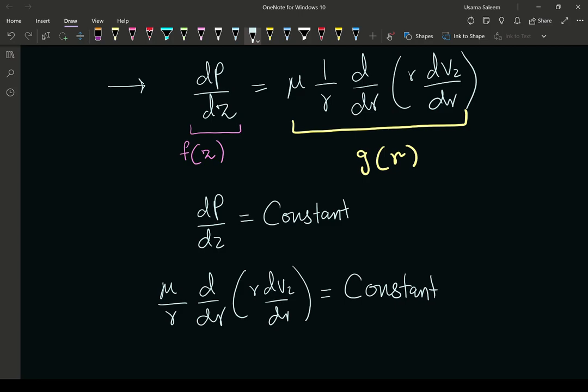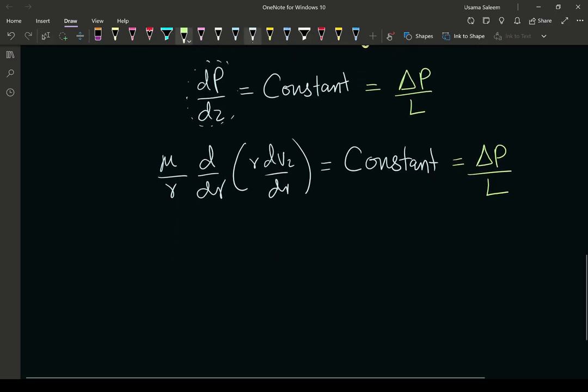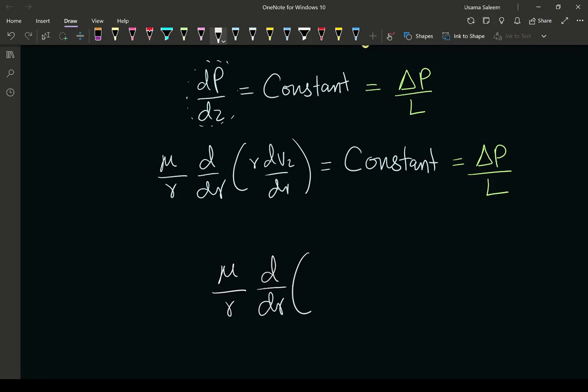The left side is an expression of z, and the right side is an expression of r. That is only possible when both sides are equal to a constant. And dP/dz, what is the physical significance of this term once again? It's the pressure gradient, guys. It's the pressure gradient, delta P over L. There we go. It was the pressure gradient all along. Bravo. So, our final ordinary differential equation after so much struggle is going to be mu over r d/dr of r dvz/dr is equal to the pressure gradient.